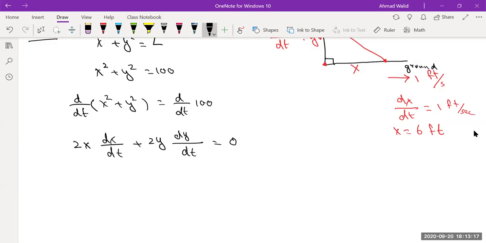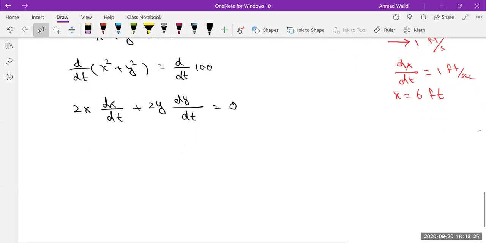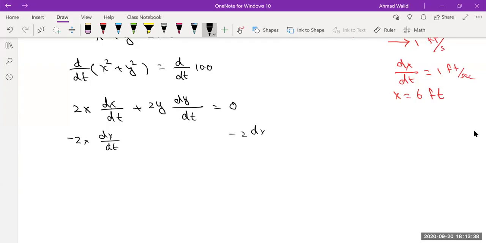Now, find the rate of change in y, right? It means solve this equation for dy/dt. To solve this equation for dy/dt, you have to first subtract 2x dx/dt from both sides. Subtract 2x dx/dt from both sides. These two cancel out, then 2y dy/dt equals negative 2x dx/dt.